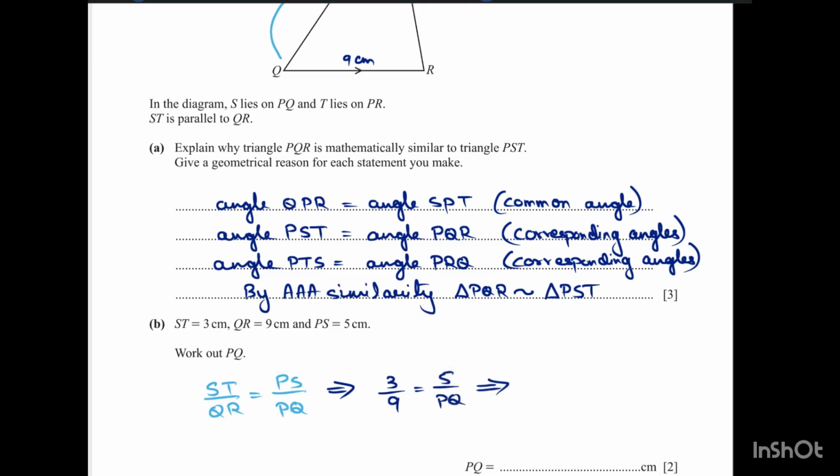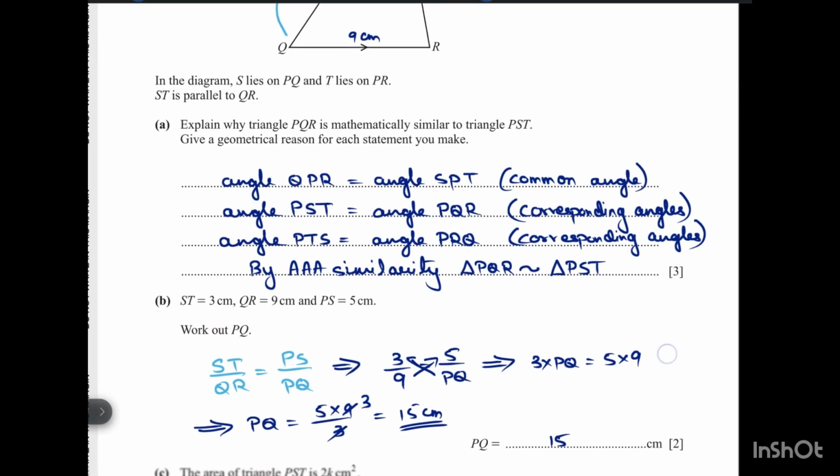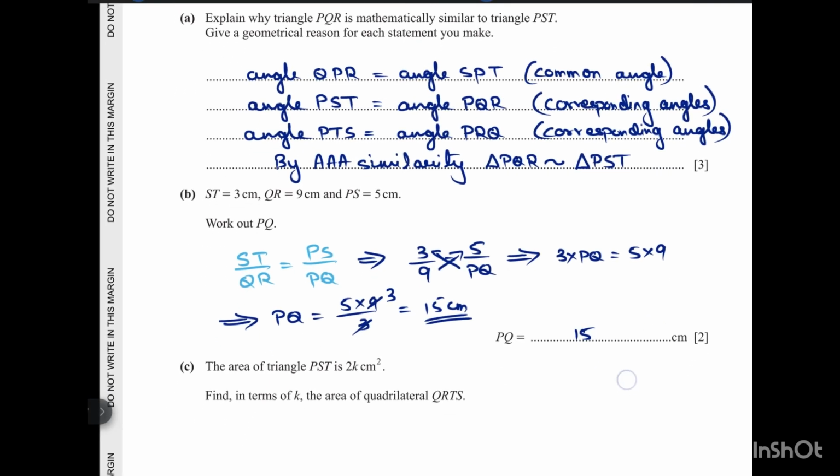Cross multiply. 3 into PQ is equal to 5 into 9. Now we need only PQ, so bring 3 into the denominator, it gets divided. 3 times 3 is 9, so 5 into 3 is 15 centimeters. So PQ is 15 centimeters. Question B done. Question C now.